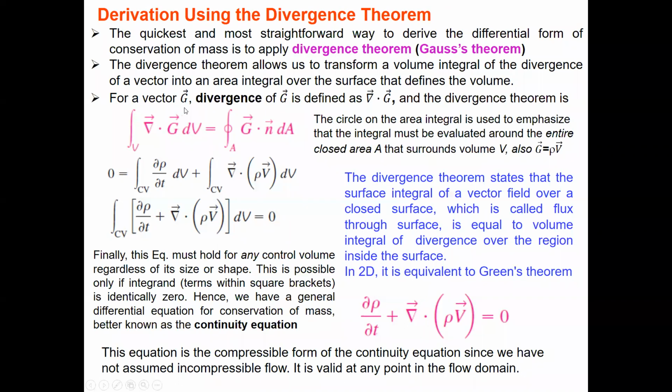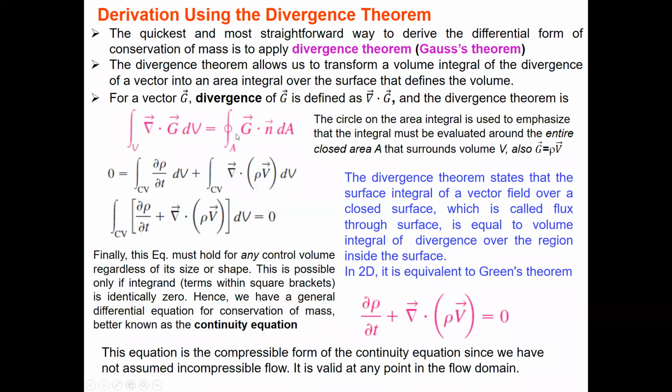The divergence theorem allows us to transform a volume integral of the divergence of a vector G into an area integral, a surface integral they can call. Volume integral gets converted to the surface integral over the surface. That defines the Gauss theorem or divergence theorem. You are aware, you take this relationship which is mentioned in red color and explain. For a vector quantity like G, the divergence of G is defined as del dot G, and the divergence theorem can be mentioned in red color.